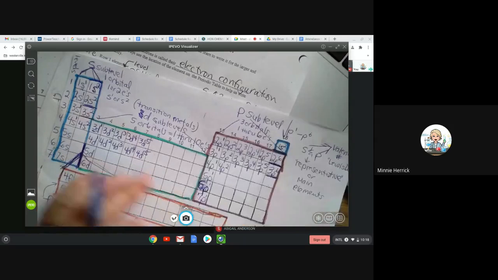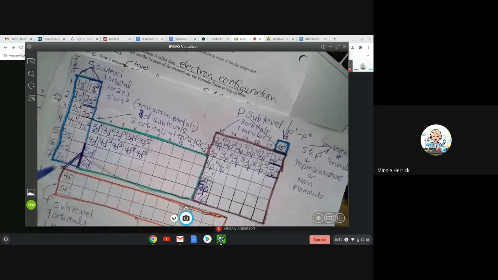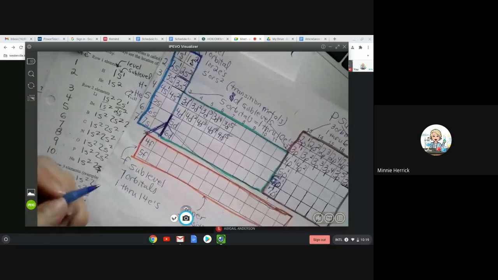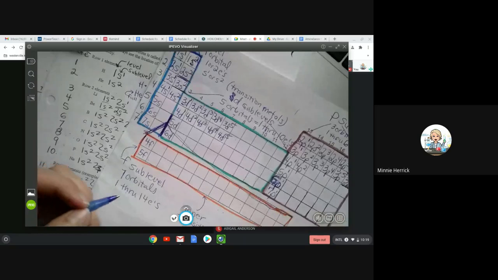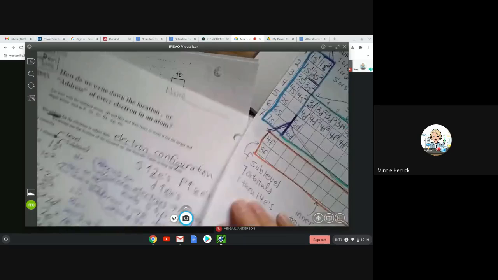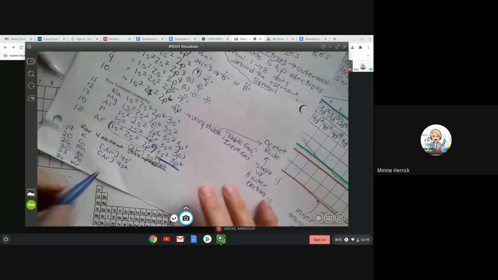And time-wise, I'm going to try to help with whatever I can. We might even have to get our own paper, because I haven't even gone over orbital diagrams yet. So I'm going to try to do that here shortly too, because I want to help you with the orbital diagrams before the end of this period here.